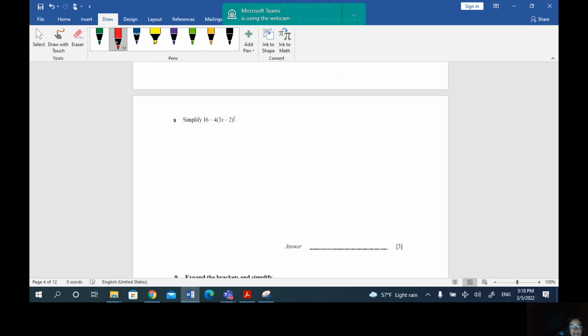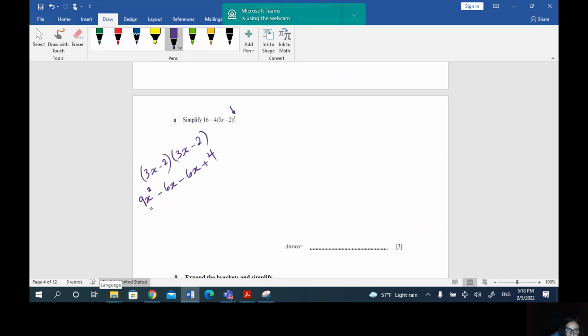So here we must at first, it's 16 minus 4 times 3x minus 2 to the power of 2. So we must get rid of the power first. So 3x minus 2 squared, it means 3x minus 2 times 3x minus 2. 3x times 3x is 9x squared. 3x times negative 2 is negative 6x. Negative 2 times 3x, negative 6x. Negative 2 times negative 2 is plus 4.